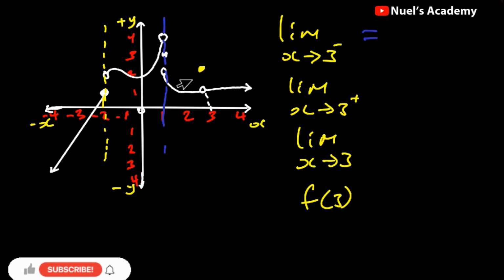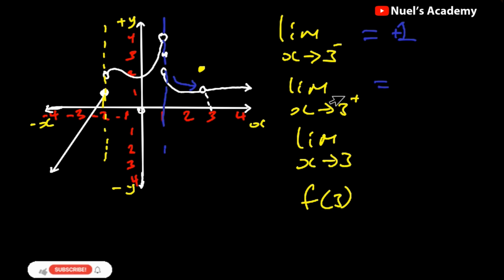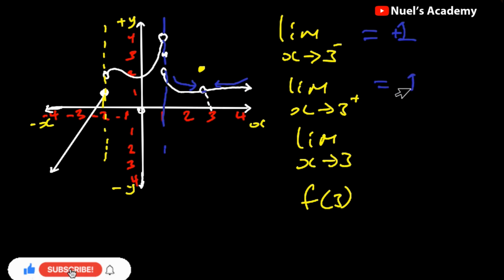So here, when x approaches 3, we're going to follow this curve. Here is this dot, and then the limit is equal to positive 1. Then the limit as x approaches 3 from the right-hand side, we follow this curve again. We say the limit here is also equal to 1. Then the limit as x approaches 3 on its own is equal to 1, because the left-hand limit and the right-hand limit are the same.